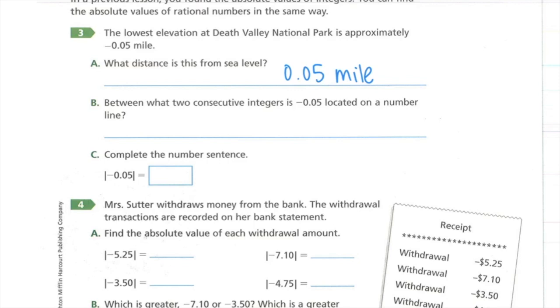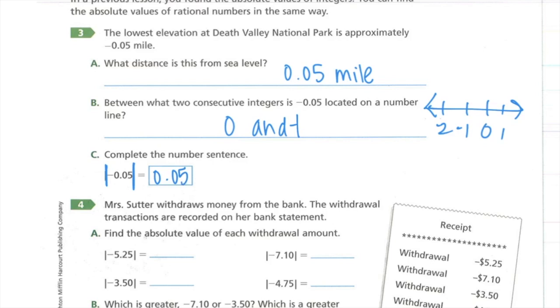Between what two consecutive integers is negative 0.05 on the number line? So if you need to, draw your number line, -1, -2, and 1. So it's a negative number. It's not a very big negative number. So it's between 0 and 1. I'm sorry, -1. It's between 0 and -1. Complete the number sentence. The absolute value of negative 0.05 is 0.05. Even though it's a decimal, it's still just the positive distance from 0.